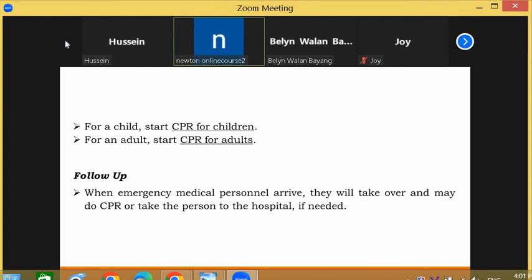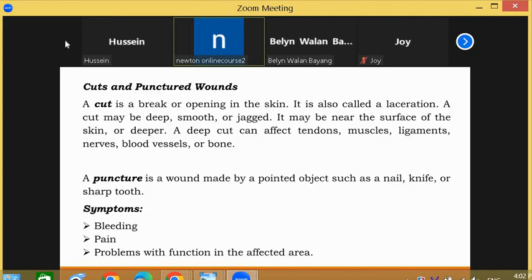So what is the follow-up in this situation? The medical emergency personnel will arrive. You have to hand over and tell them everything that happened. They will check the person's condition. If they need CPR, they will start it. If the patient needs mild treatment, they will give it, and if they need to bring the patient to hospital, they will. So these are the follow-up steps.